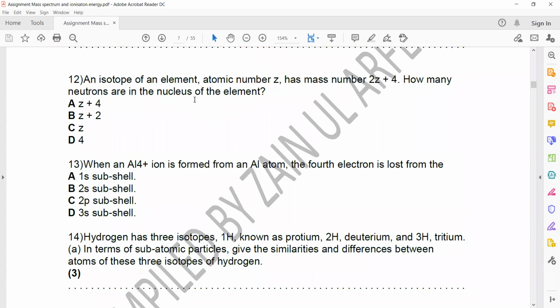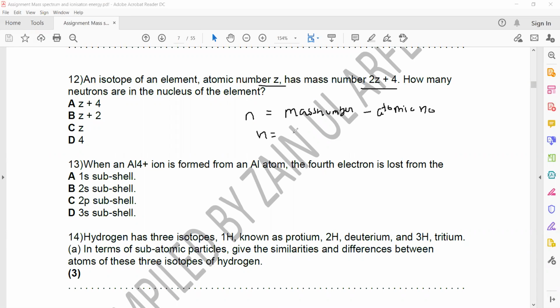An isotope of an element has atomic number Z and mass number 2Z plus 4. How many neutrons are there? So the atomic number is Z, and the mass number is 2Z plus 4. How do we find the number of neutrons? The number of neutrons is equal to the mass number minus the atomic number.